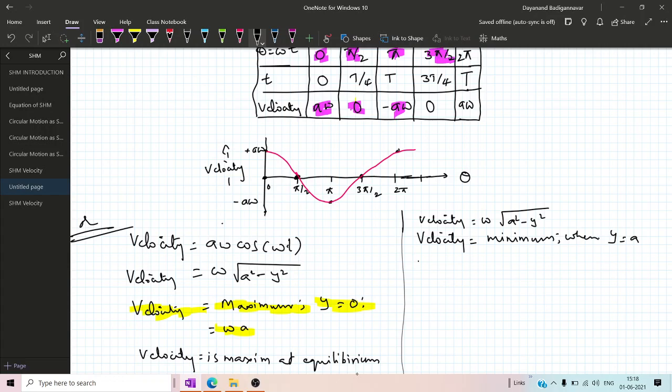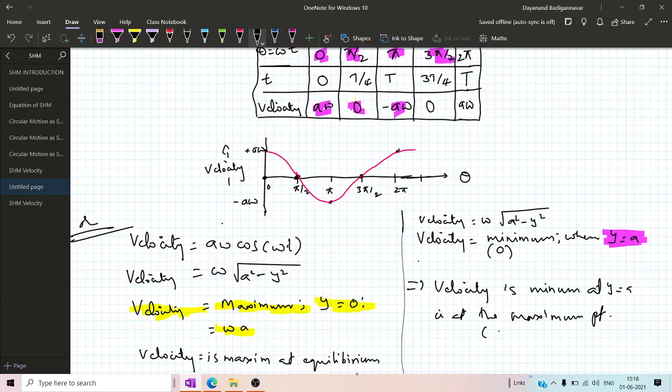So what is the meaning here? The hidden meaning: y is equal to a means it is at the maximum point, and minimum is 0. So that means the velocity is minimum at y equal to a, that is, at the maximum point, at the value of amplitude.